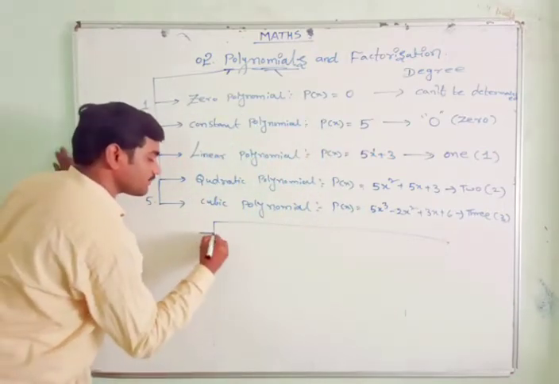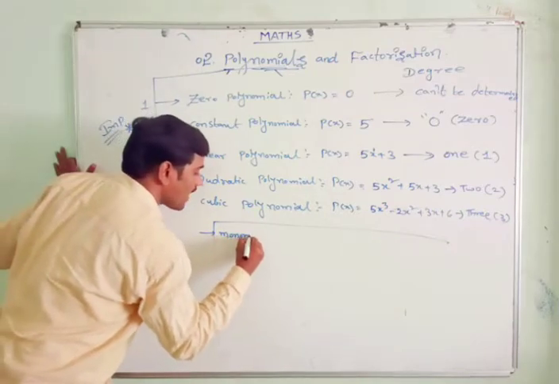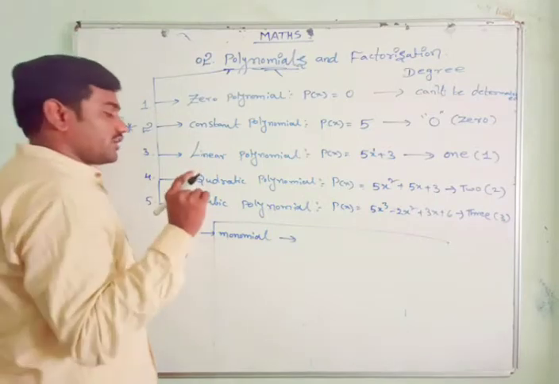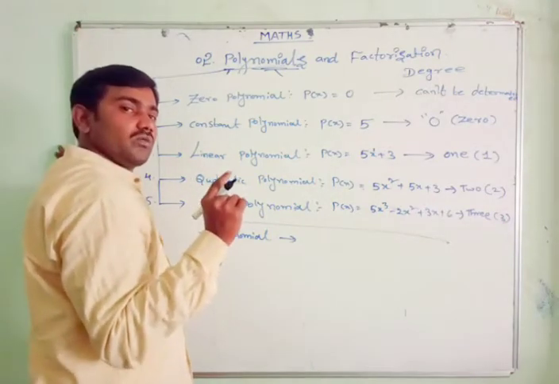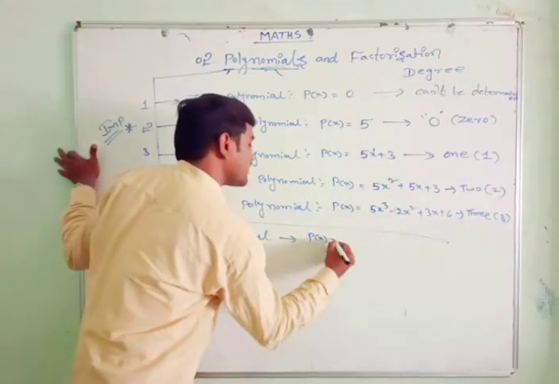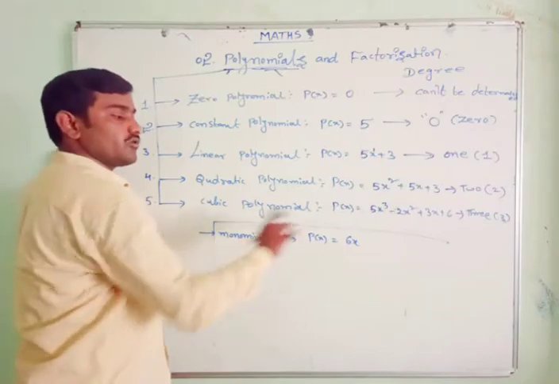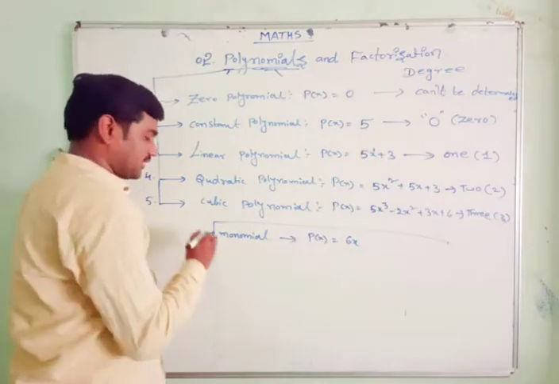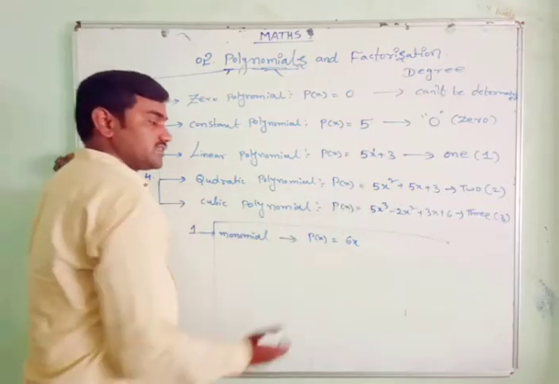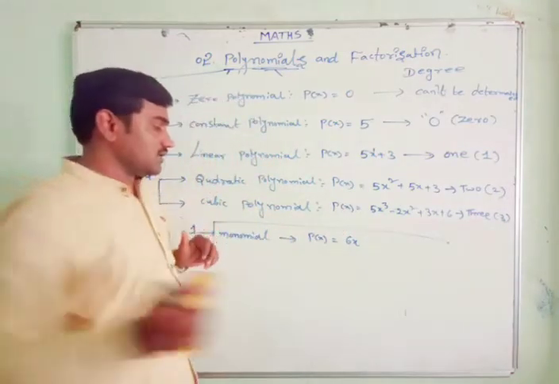But first, monomial. If a polynomial contains only one term, it is known as a monomial. Suppose p of x equals 6x. It is a monomial because here there is only one term. I will write some more examples.